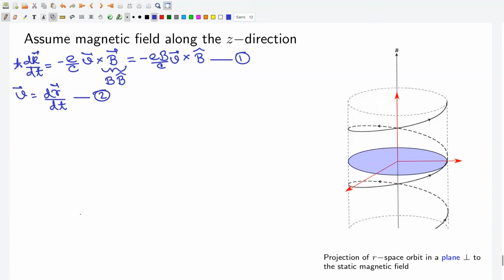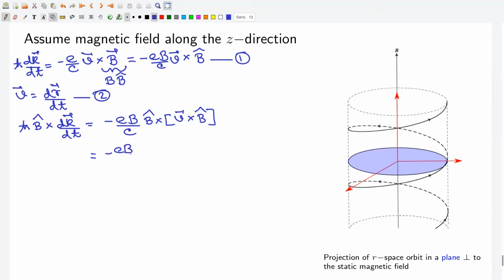In equation 1, we take a cross product with B hat, such that the left hand side is ħ B hat cross dk/dt, equal to minus eB/c B hat cross v cross B hat, which is equal to minus eB/c [v (B hat dot B hat) minus B hat (B hat dot v)]. Let me call this equation 3.